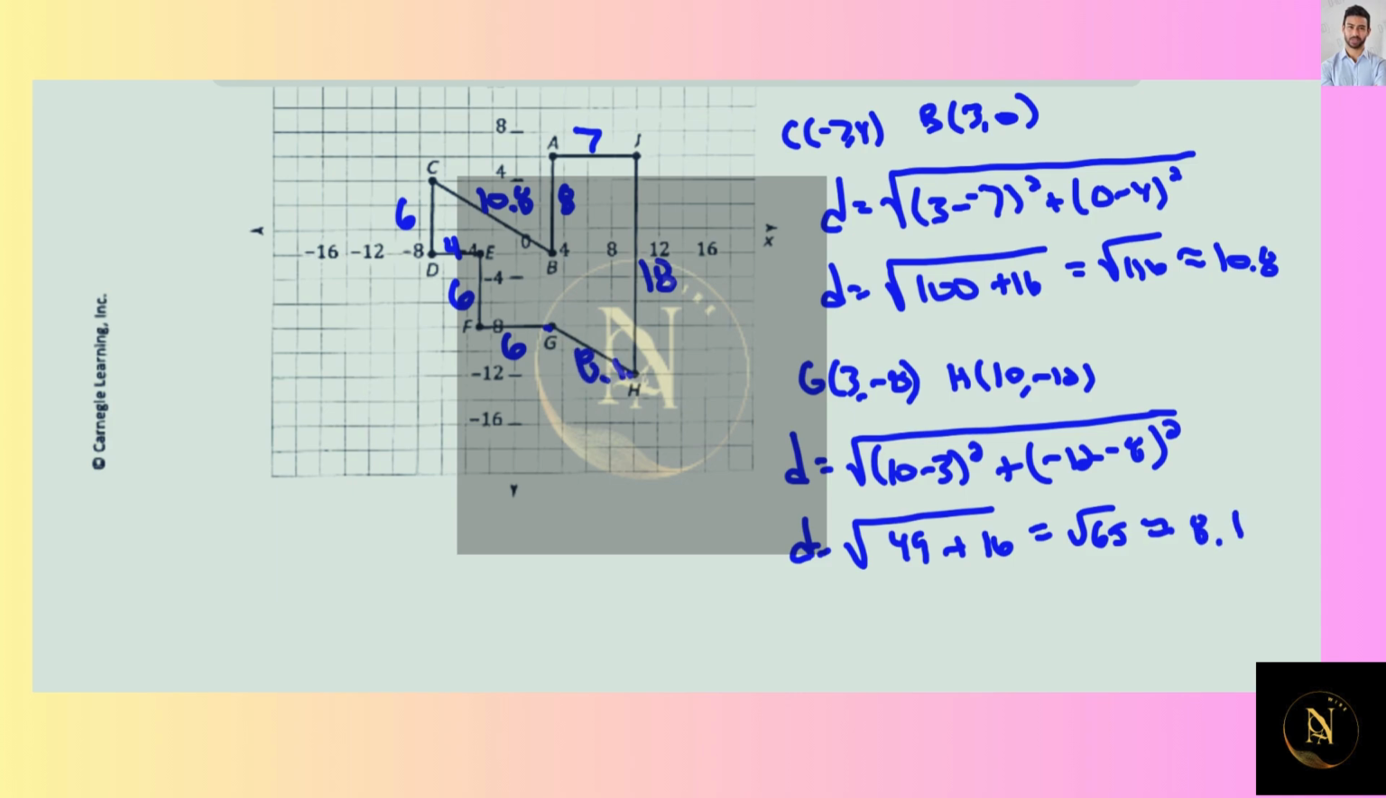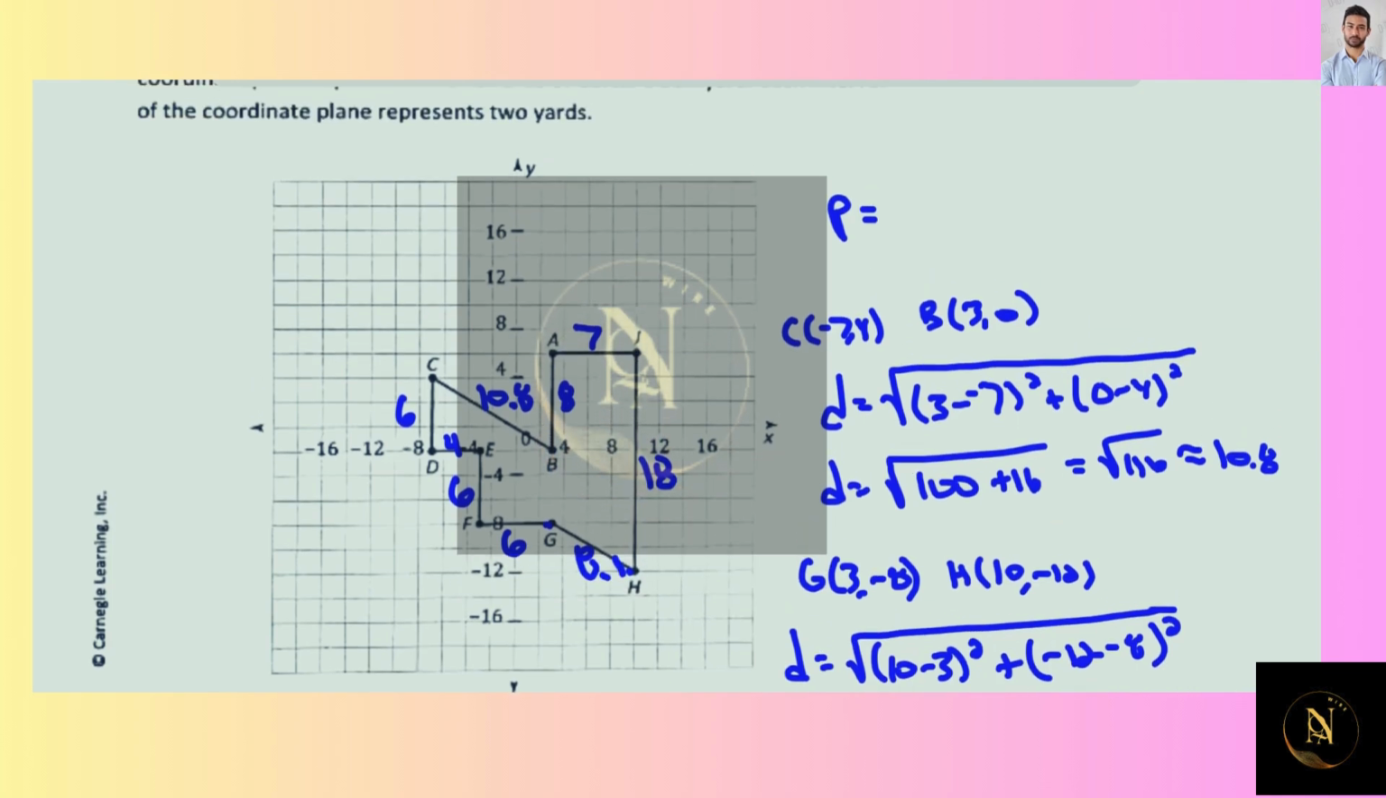So the perimeter would be adding these all together. I'll start here. 7 plus 18, that's 25, plus 8.1, that's 33.1, plus 6, it's 39.1, plus 6, it's 45.1, plus 4, 49.1 plus 6 is 55.1, plus 10.8 is 65.9, plus 8, I believe it's 73.9 for the perimeter.